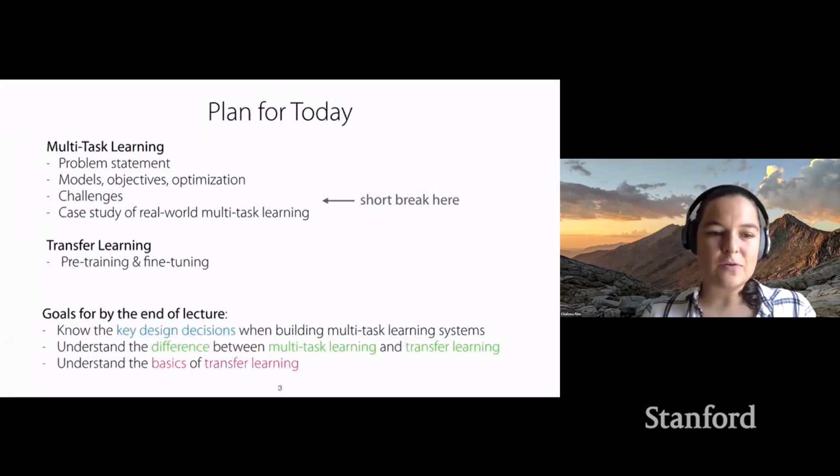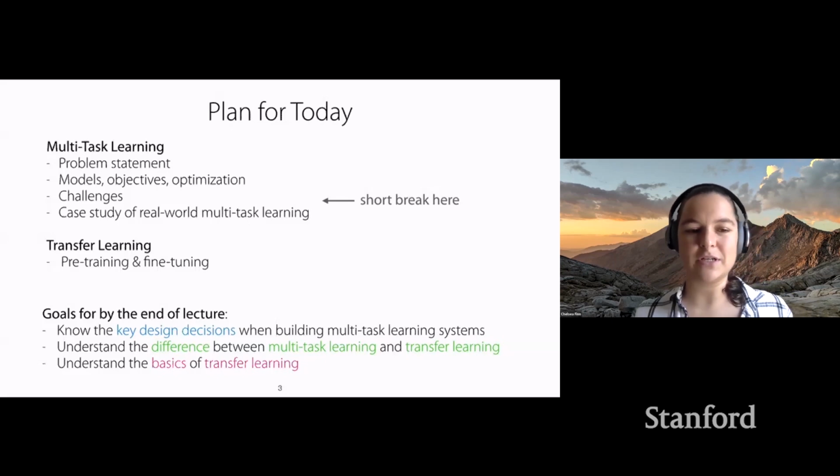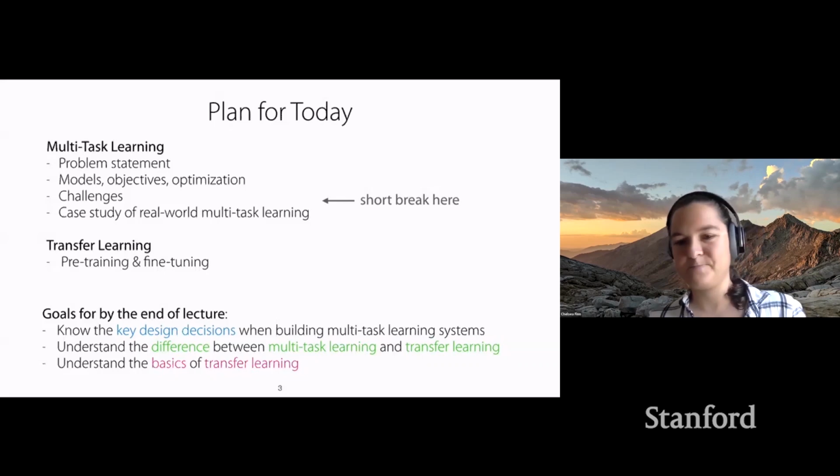And then lastly, the goals: by the end of the lecture, you should be able to understand the key design decisions when building multitask learning systems, understand the differences between multitask learning and transfer learning, and also understand some of the basics of transfer learning. Cool, so that's the plan for today.